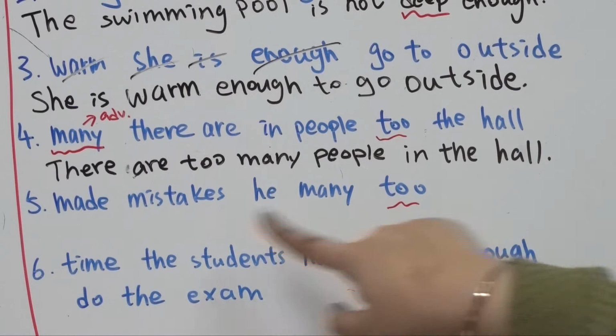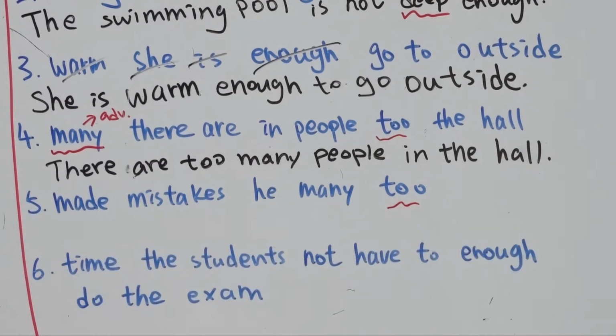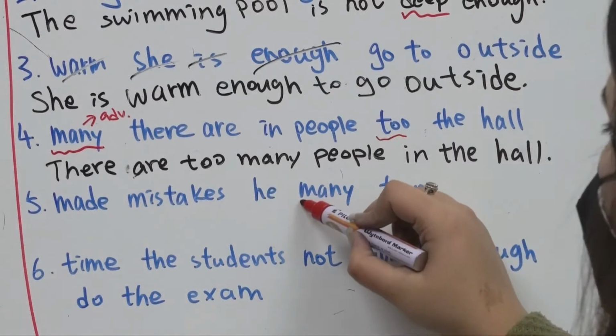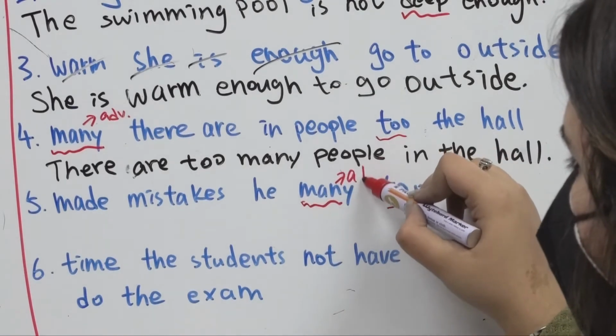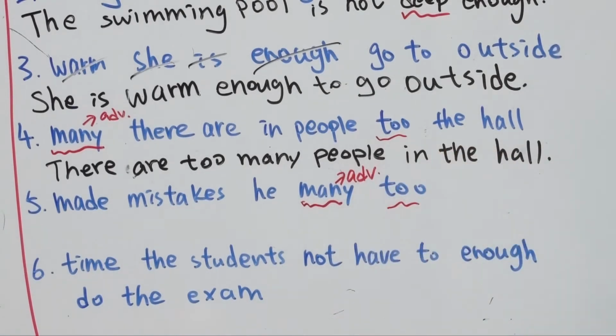Too is followed with which one? Which word is it followed with? Many. Many again, right? Here, is many an adjective or adverb? Remember? Many is an adverb. Much, many, both are adverbs. They can't be adjectives.